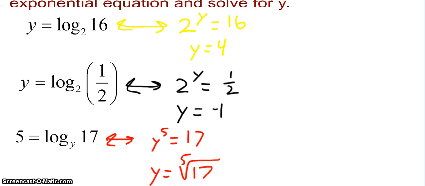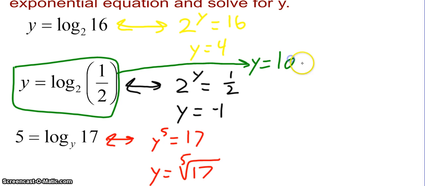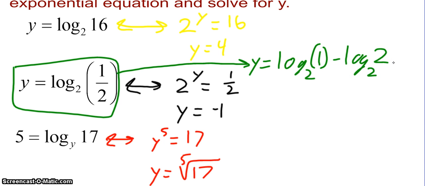One thing I do want to point out, so for instance, this right here, we're not going to get into these properties of logs today, but we have seen them already. So I want you to understand that this can also be written as y equals log base 2 of 1 minus log base 2 of 2. And then you'll see log base 2 of 1, 2 to the what equals 1? So this would be 0. 2 to the what equals 2? That's going to be 1. So we get negative 1.